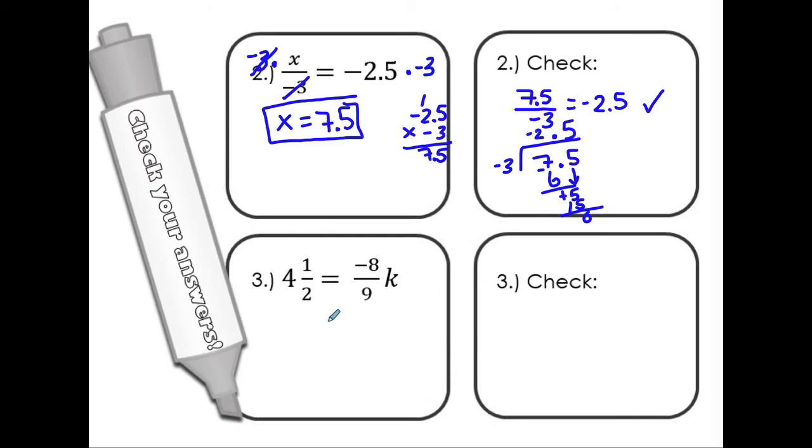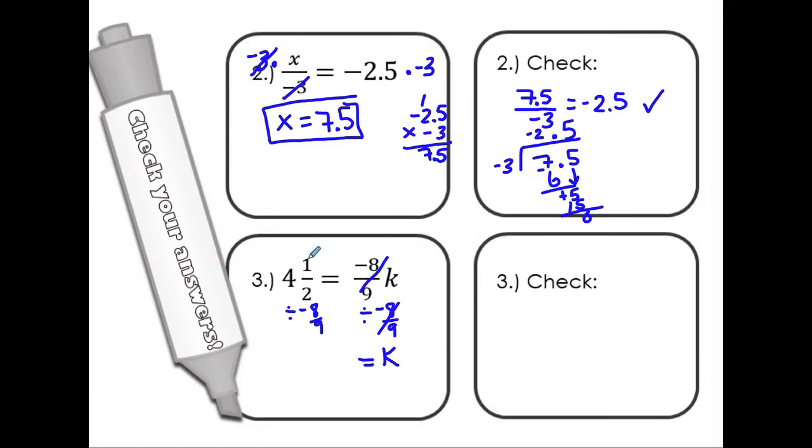All right, let's take a look at this next one. So here I've got a fraction that I'm getting rid of. This is multiplication. So I cancel that out with division. I'm going to divide both sides by negative 8/9. Negative 8/9 divided by negative 8/9 equals positive 1.